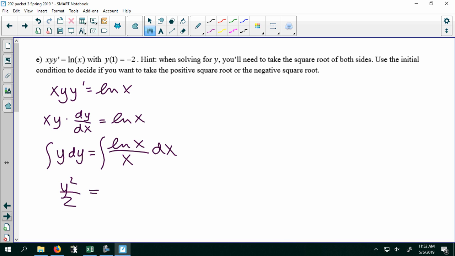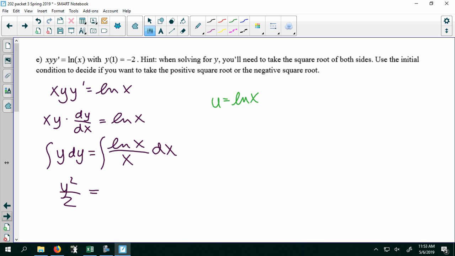Okay, the antiderivative of ln x over x. This is a U-substitution problem. The reason that you would know to use U-substitution is because the ln of x and its derivative, 1 over x, show up in the integrand. So that is always a key indicator that a U-substitution will work.